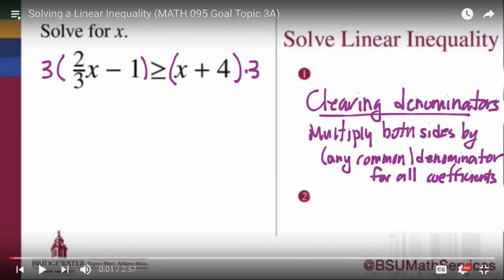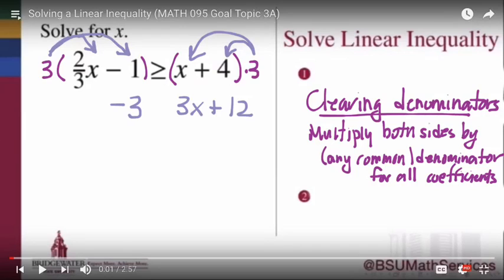And the benefit of doing that is now when I apply the distributive property, that 3 is going to multiply every one of the 4 terms in my inequality. And for those terms that were already whole numbers, they're still going to be whole numbers after we multiply, right? -1 is going to become -3. x is going to turn into 3x. 4 is going to turn into 12. Here's my inequality symbol. But the real magic happens right here.